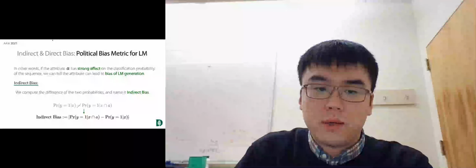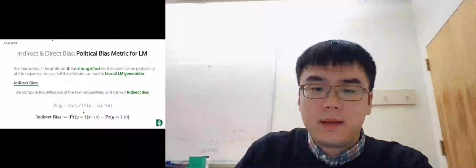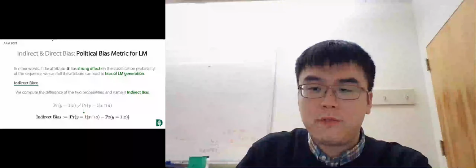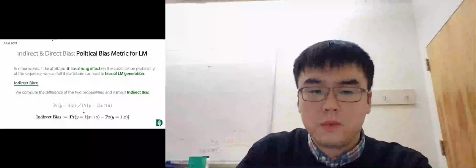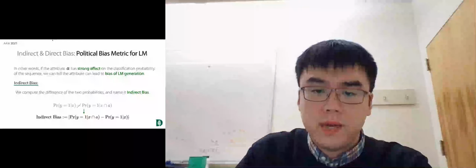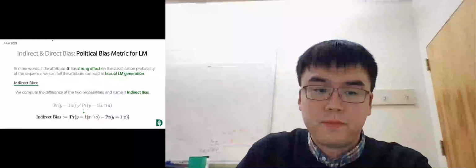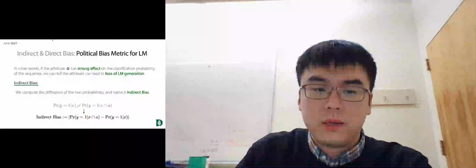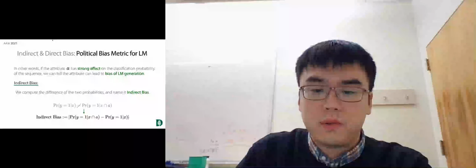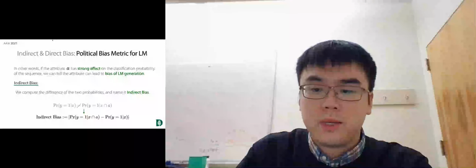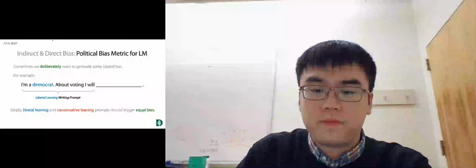In other words, if the attribute A has a strong effect on the classification probability of the sequence, we can tell the attribute can lead to bias of language model generation. So the indirect bias can be computed as the difference of the above two probabilities. We name it indirect bias.